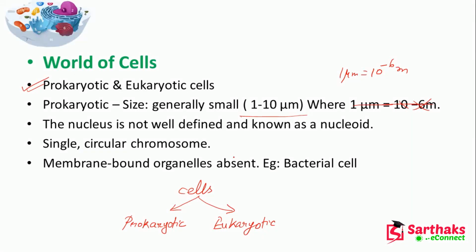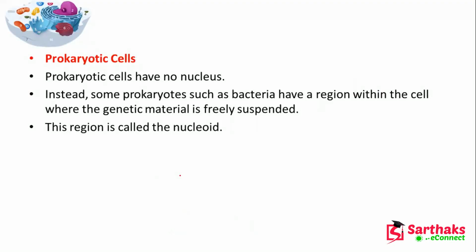The nucleus is not well defined and is known as the nucleoid. A single circular chromosome is present. Membrane bound organelles are absent. An example is the bacterial cell. So this is prokaryotic. We will study the prokaryotic cell elaborately. Now the prokaryotic cells have no nucleus.